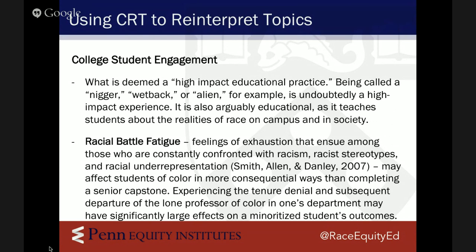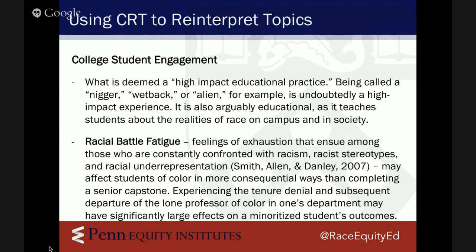So in the book, Lori and I suggest that being called a nigger or a wetback or an alien, for example, those are undoubtedly high impact practices. Imagine being called one of those things. You're absolutely going to be impacted by that. It is absolutely going to impact your experience in some enormous ways. We also argue that it is arguably educational when one is called these things, right? Or treated in ways that are racially harmful, because it teaches students of color about the realities of race and racism on campus and in society.